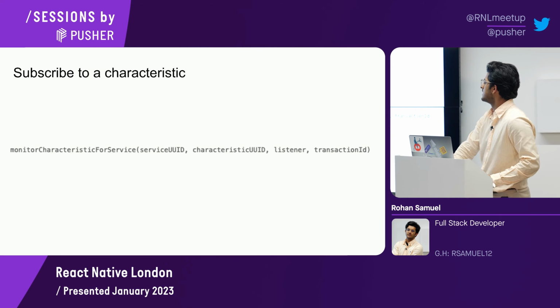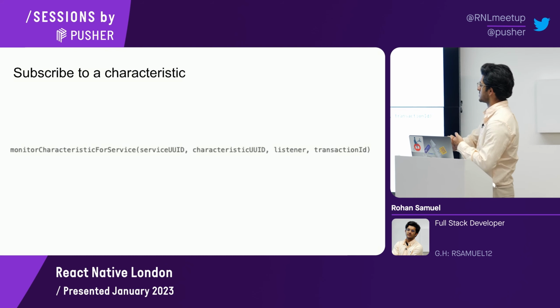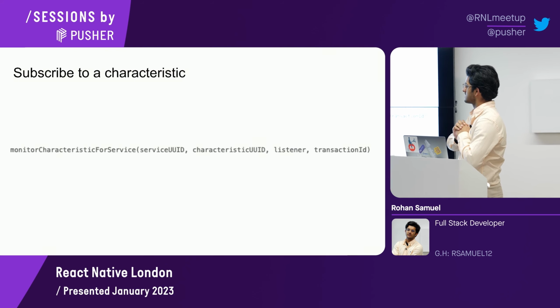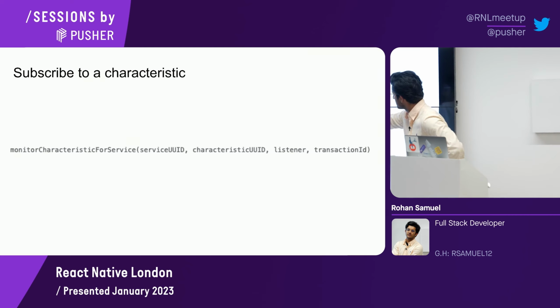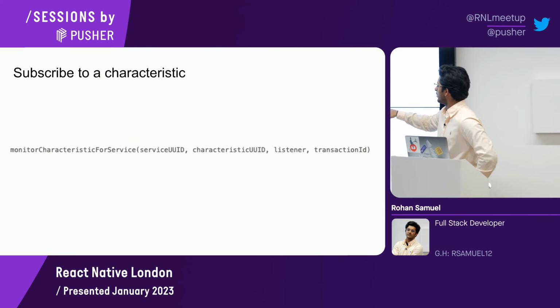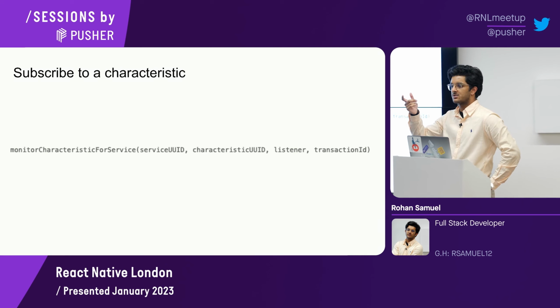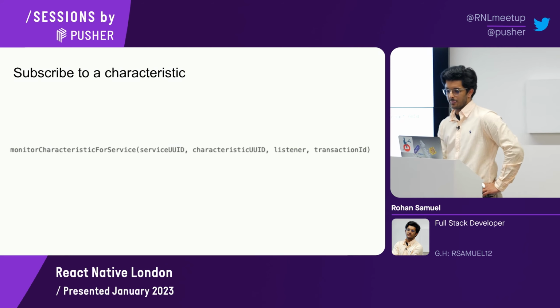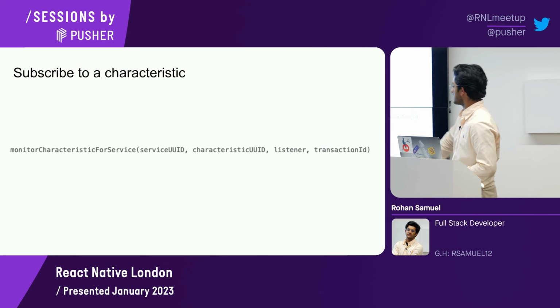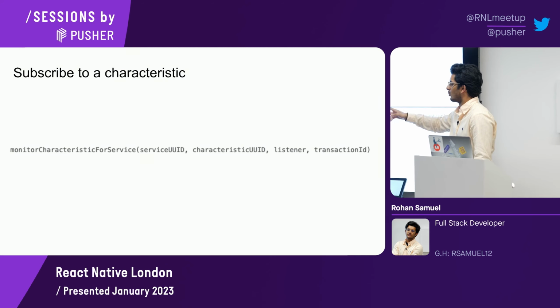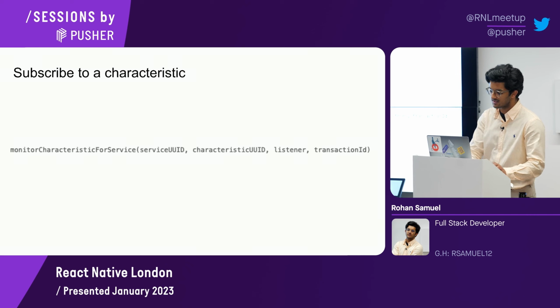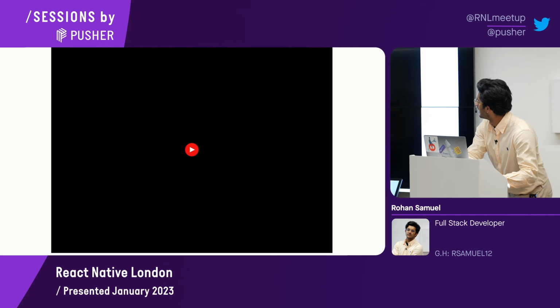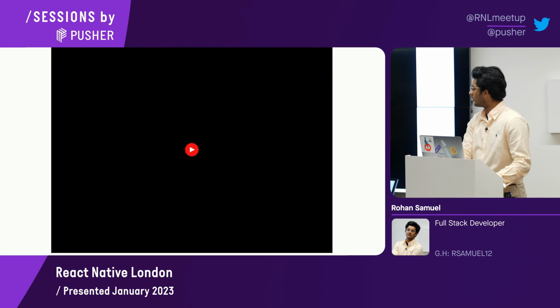monitoring characteristics. It's a little bit different to how reading would work. You'd still provide the service and the characteristic, but for every change of the characteristic, you need to have a callback to be able to handle the changes. If you want to store it somewhere, you do it within this listener, and then whatever value is stored, you just return it to the screen that you want. I have the code here.